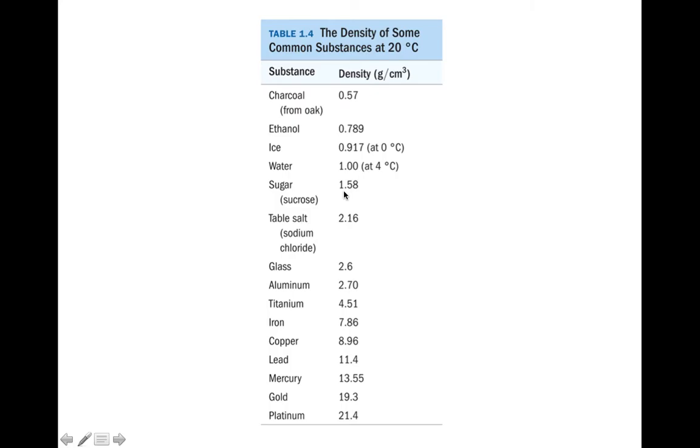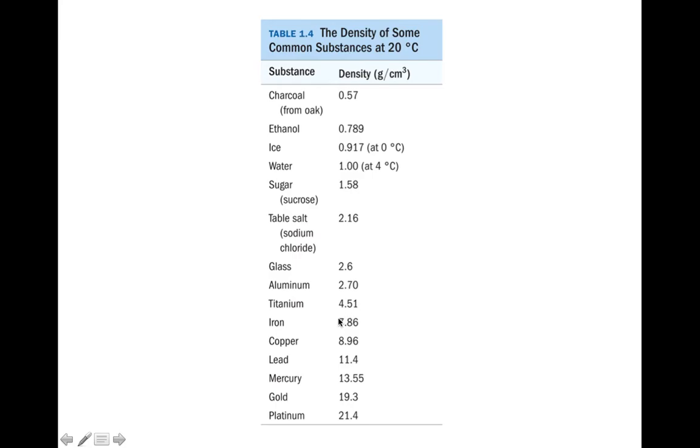Sugar would not float on water. That would sink to the bottom, right? Sucrose, that's table sugar, is 1.58 grams per cubic centimeter. Table salt, more dense than sugar, right? That sinks to the bottom of water, 2.16 grams per cubic centimeter. Glass is 2.6. Aluminum, that's a metal, 2.7. Titanium, another metal, 4.51.